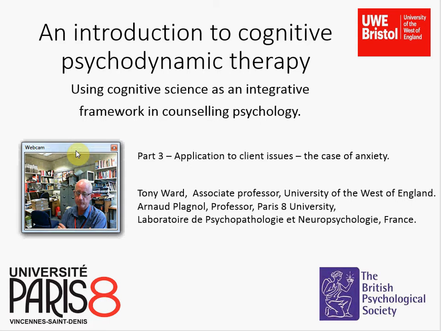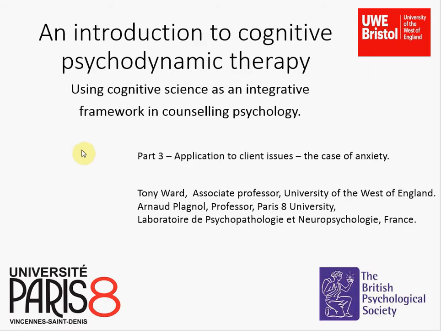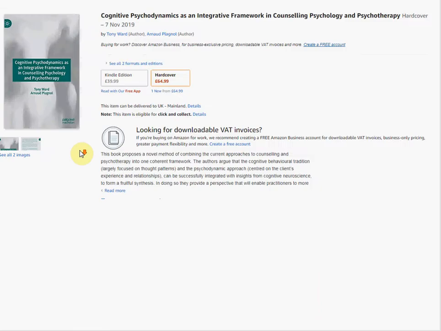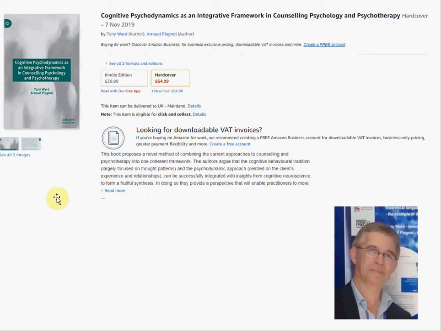And in this part we're going to start thinking about how we apply the theoretical and practical considerations from cognitive psychodynamics to client issues. We're going to use an example, the example of anxiety, which is one of the chapters that you'll find in the text which my colleague Arnaud Cagnol and I have written, called Cognitive Psychodynamics as an Integrative Framework in Counselling Psychology and Psychotherapy.